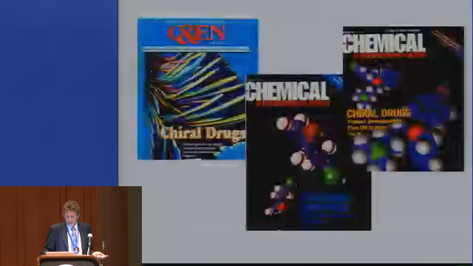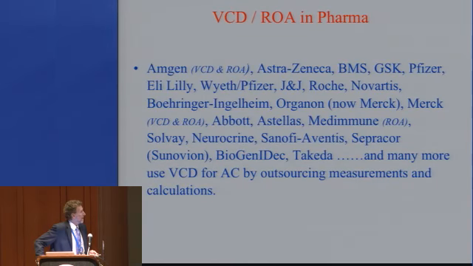So let me see, I'm going backwards. These are the companies that currently use VCD on a daily basis. They either have their own VCD spectrometer or they're outsourcing it to BioTools or somehow getting calculations done. So it's a pretty comprehensive list of pharmaceuticals. There's also ROA on there. Amgen has 2 ROAs, and you can see ROA sprinkled around. And there are a number of companies that are now wanting to get ROA, mainly for biopharmaceuticals, and I'll show you how that's working.